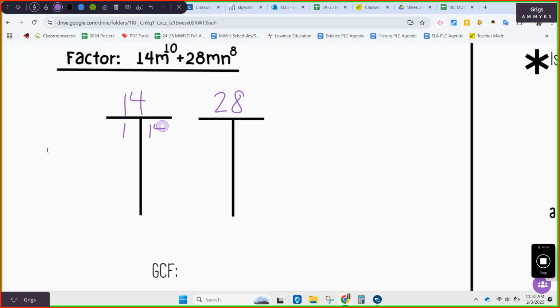Alright, so we got 1 and 14, 2 and 7. Oh, shoot. Oh, we're on a new one. I noticed that. I just didn't run the first one. But yeah, there you go. This is a learning lesson.